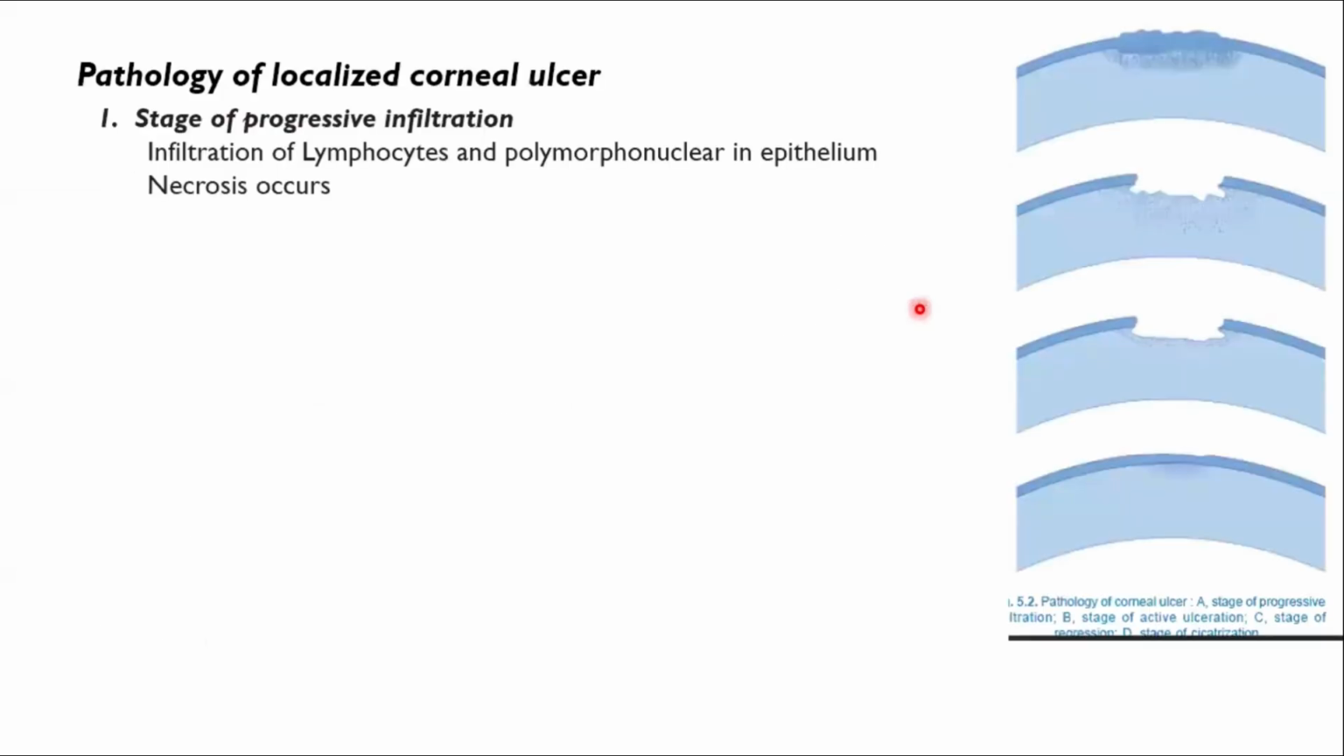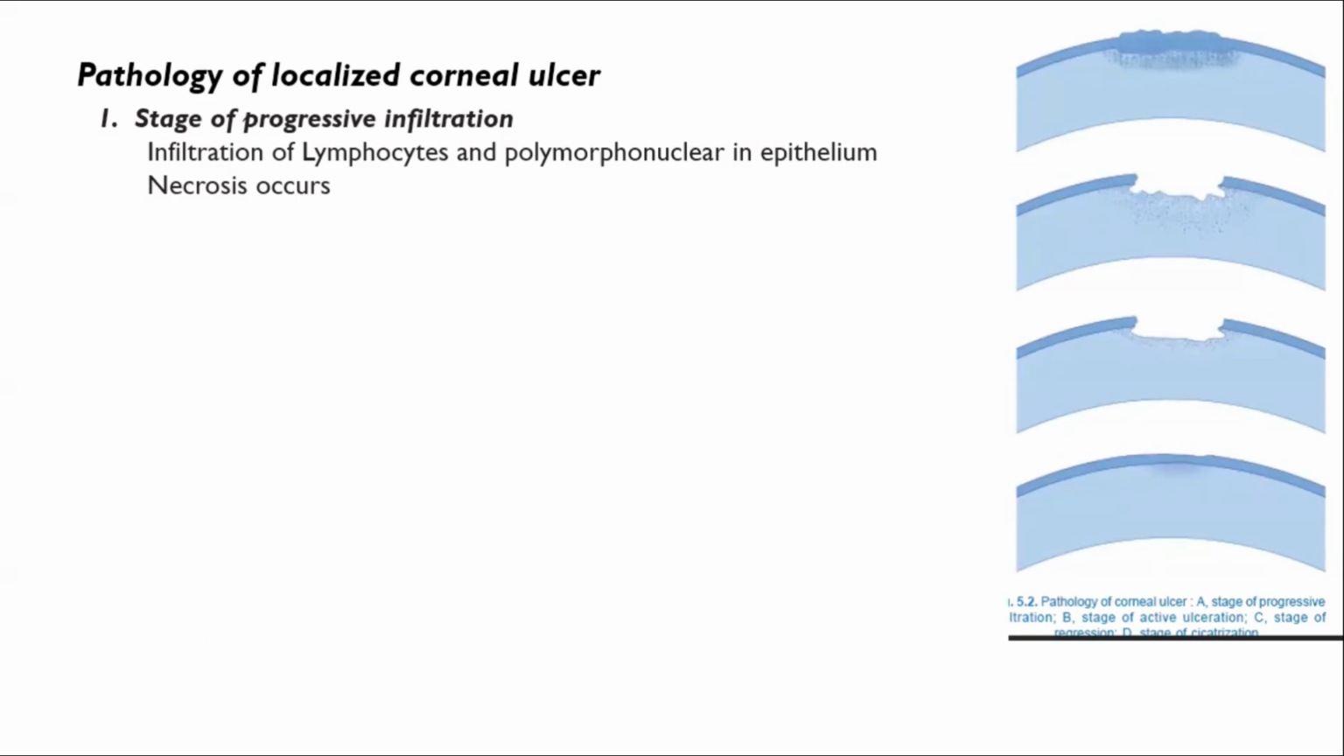Now coming to the pathogenesis of the localized corneal ulcer. A localized corneal ulcer basically progresses through four main stages. The first stage is progressive infiltration. In this first stage, we see the infiltration of immune cells, including lymphocytes and polymorphonuclear cells, into the corneal epithelium.